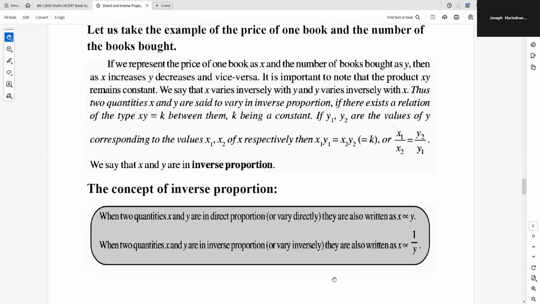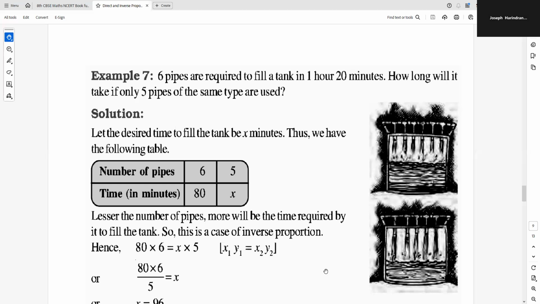Okay, next we take up an example of inverse proportion. In this example, example 7, you can refer to example 7 of your NCERT textbook. 6 pipes are required to fill a tank in 1 hour 20 minutes. How long will it take if only 5 pipes of the same type, same size, are used?